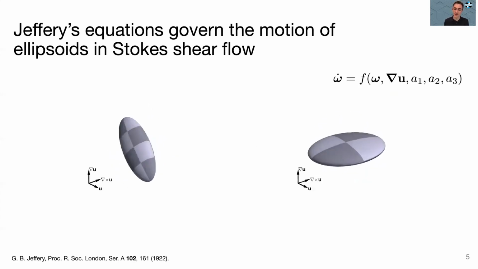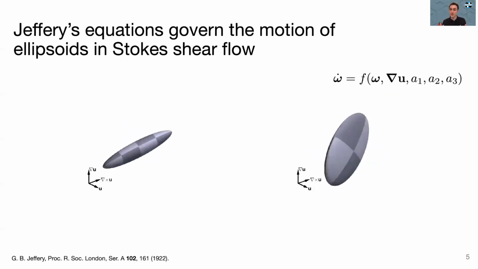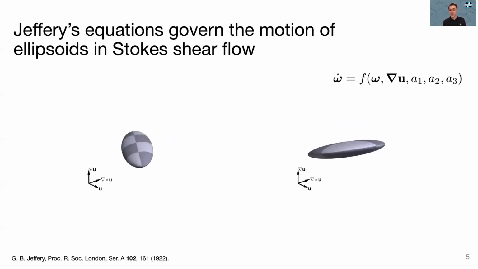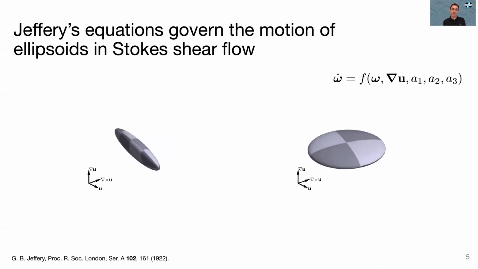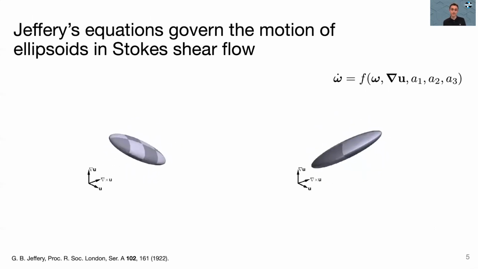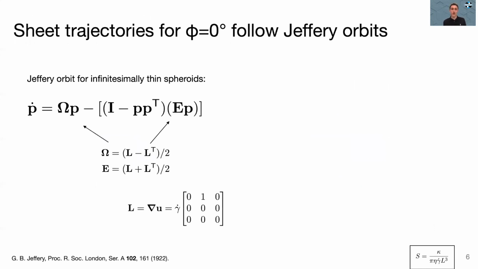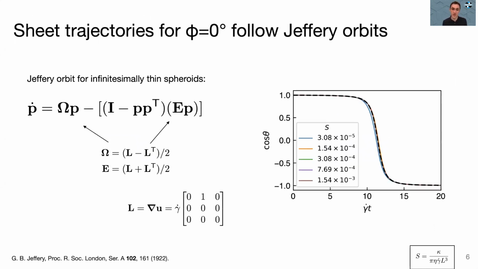On the analytical side of things, we know the solution for spheres moving around in Stokes flow. We also know the solution of how rigid ellipsoids behave in Stokes shear flow due to work from Jeffery in the early 1920s. Here's the Jeffery equation for infinitely thin rigid disks in shear flow, where omega is the vorticity tensor and E is the strain rate tensor. And we can see in this plot of the orientation angle versus time that even for very flexible sheets over a wide range of S values, dimensionless bending rigidity, the orientation of these sheets is still predicted very well by the associated Jeffery orbit for a flat, rigid particle.